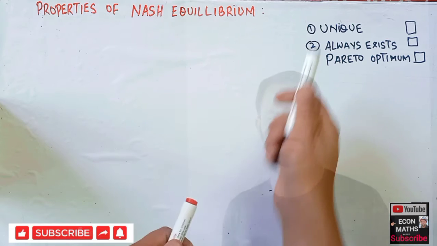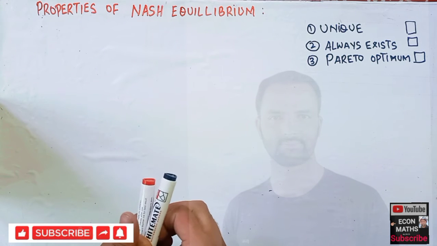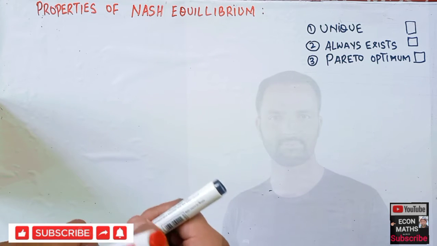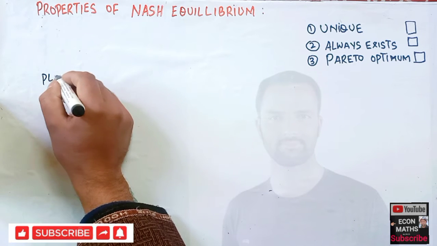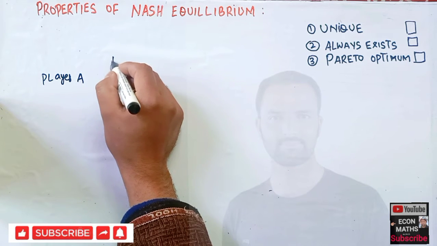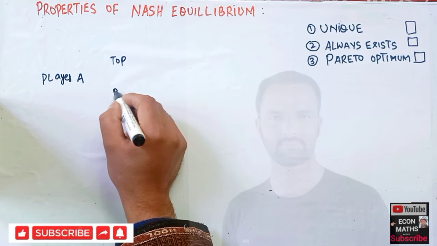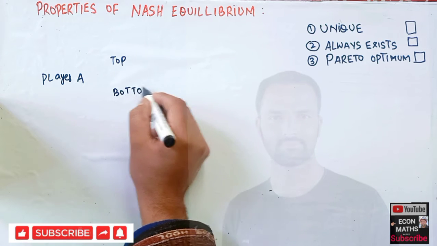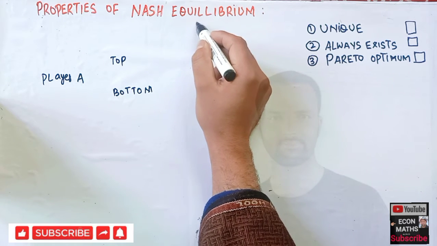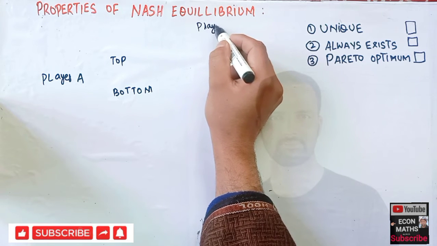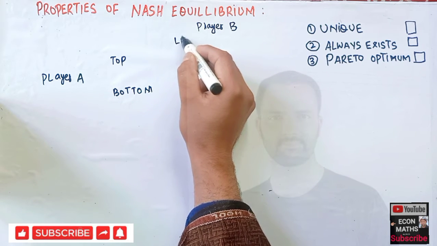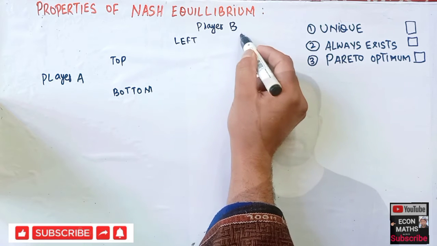Now let us focus on the first property, whether it is unique or not. For that, we will form a payoff matrix of a game. Okay, we have player A, and he has two choices to make, either to go top or to go bottom. And similarly, we have player B on this side. Player B has also two options, either to go left or right.